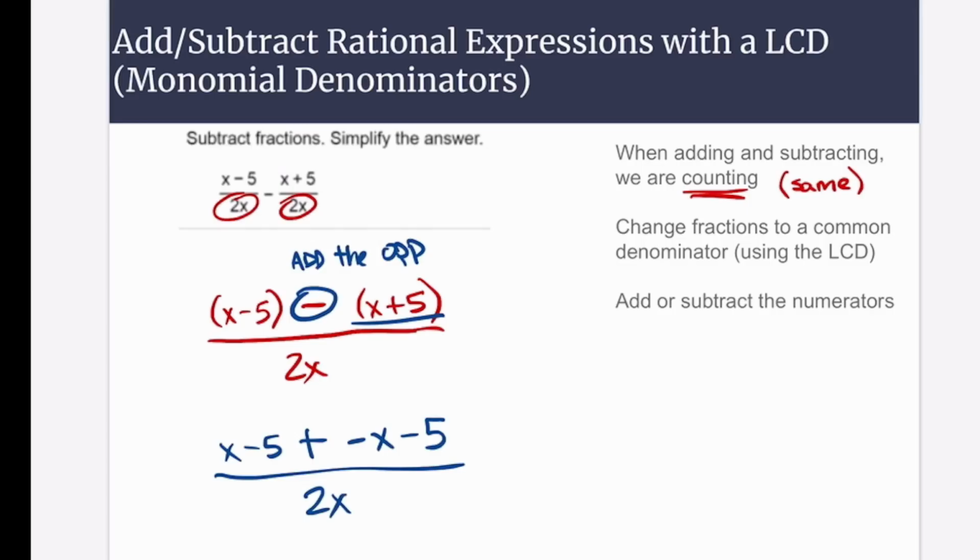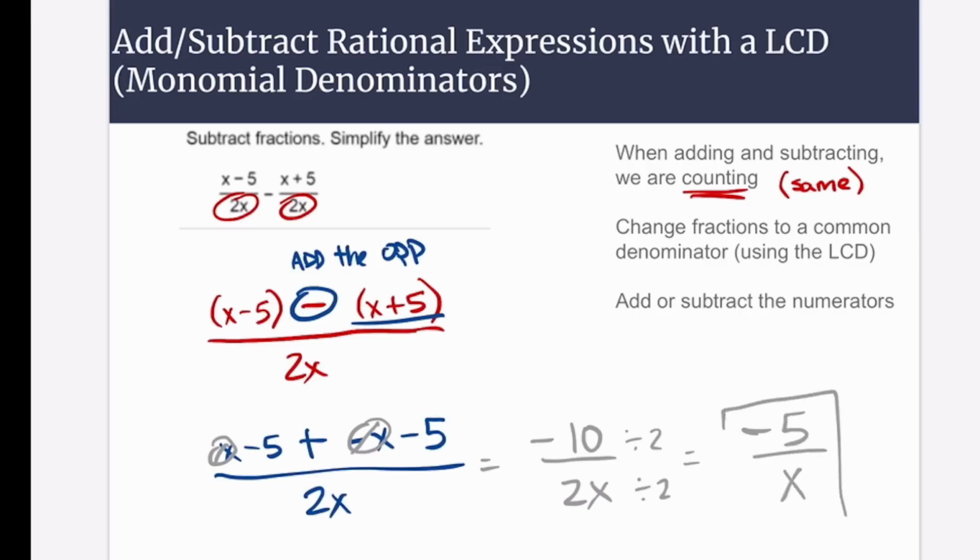X minus x is 0. And then negative 5 plus negative 5 is negative 10. So we get negative 10 divided by 2x. 10 and 2 are even, so we can simplify this by dividing by 2. And we get negative 5 over x. And that would be our answer when we subtract these fractions.